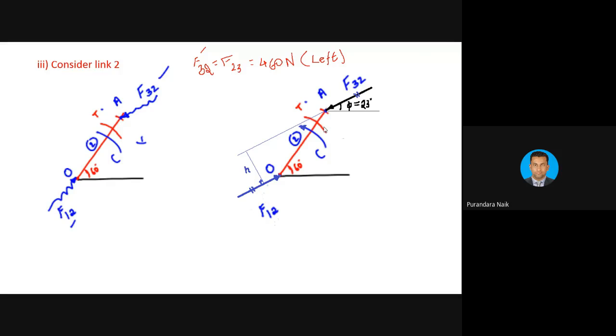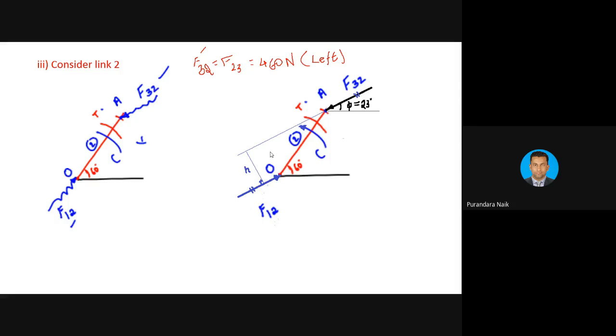Two force member means these two forces. What is the condition for static equilibrium of a two force member? A two force member will have equal and opposite forces. Both are parallel and opposite, right? That means F32 and F12 are parallel and opposite to each other.